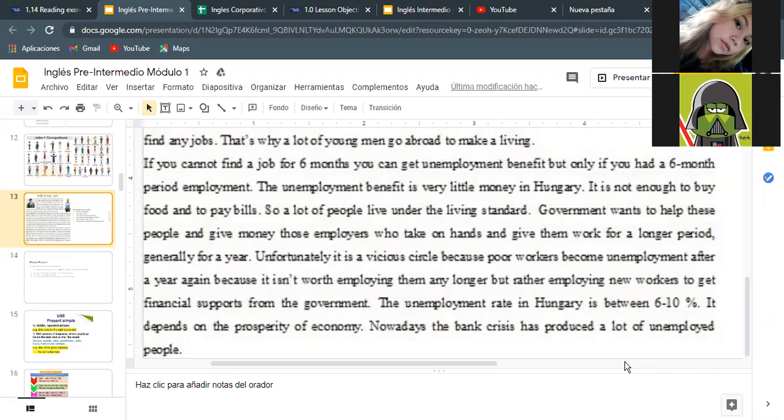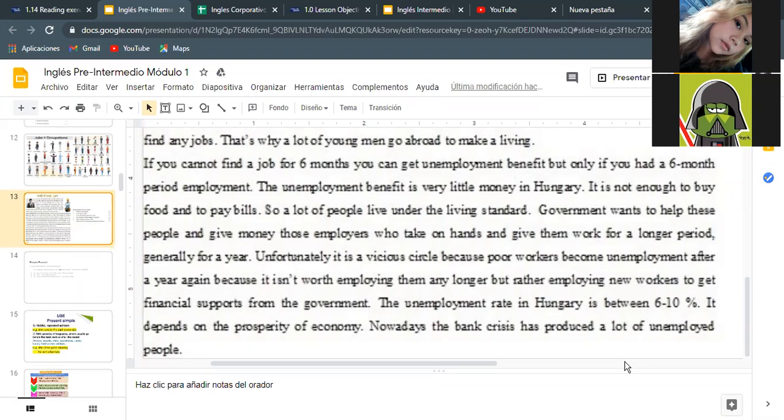Unfortunately, it is a vicious circle because poor workers become unemployed after a year again because it isn't worth employing them any longer, but rather employing new workers to get financial support from the government. Perfect, thank you. It's going to continue Katie Orantes.